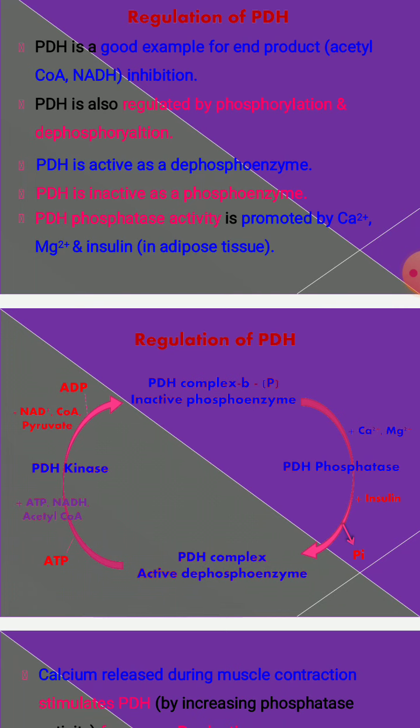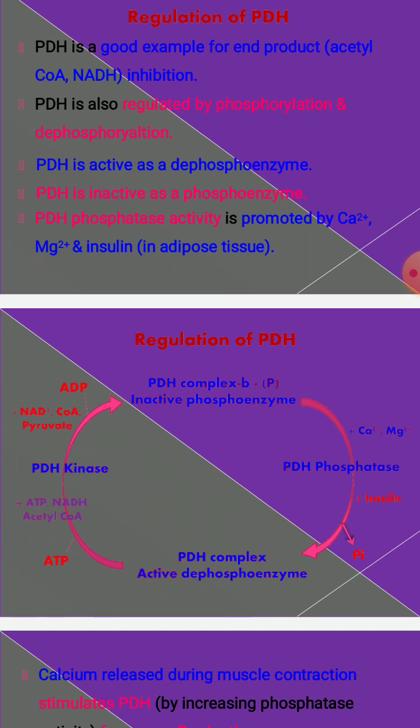And we can also see that PDH phosphatase activity can be promoted by calcium ions as well as magnesium ions, and also by insulin level in the adipose tissues, right? So this is how you can make out the regulation of this PDH. The PDH complex in the active form is the dephosphoenzyme. Further it gets converted to the inactive form of the PDH complex, that is the phosphoenzyme. So PDH kinase, the pyruvate dehydrogenase kinase, is involved in the conversion of the active form, the dephosphoenzyme, to the inactive form, the phosphoenzyme.